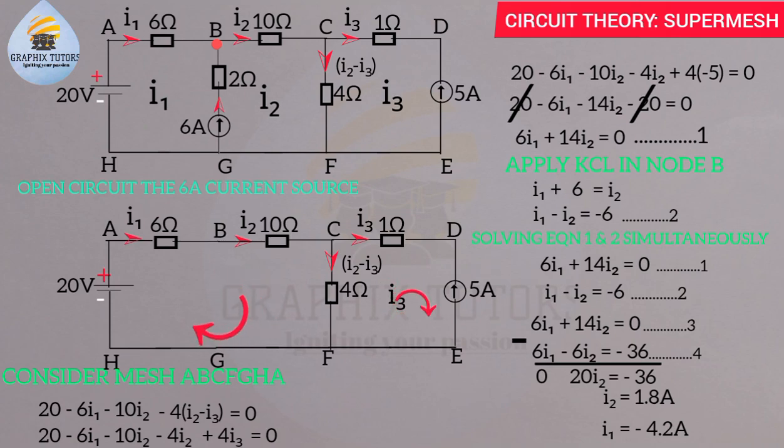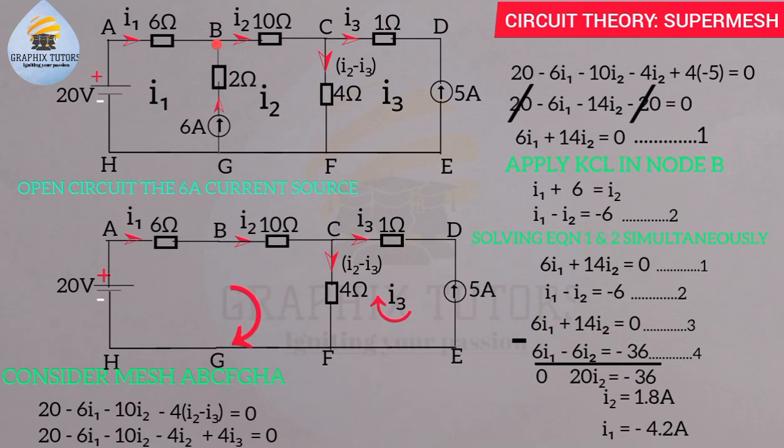So it means that my I1 is minus 4.2 ampere. The negative is telling us that the direction of I1 is not supposed to be moving the way it is moving. It's supposed to go the opposite direction, right? Your answer is correct, but the negative is telling you that you need to change your direction. And I2 is 1.8. So this is what we have here. We already have the I3, which is minus 5 ampere. So this is what we have.